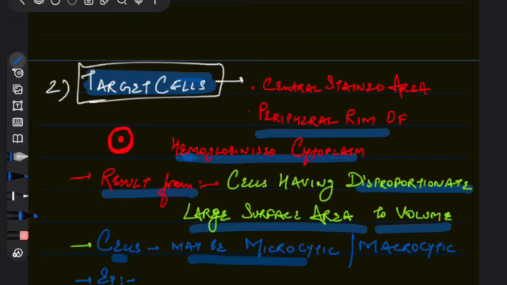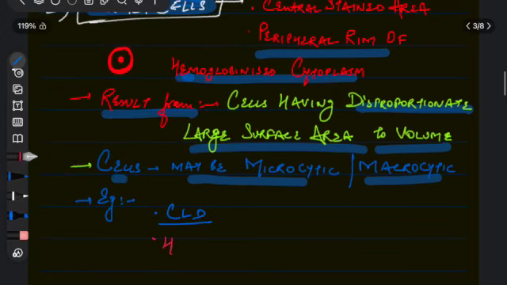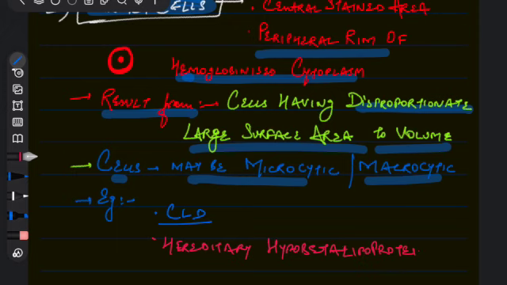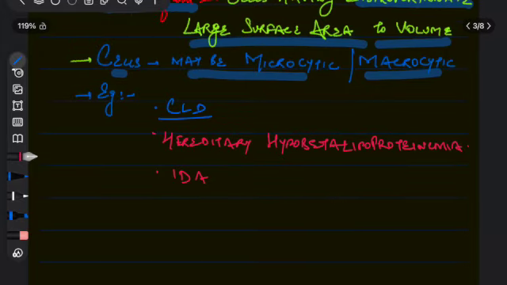Now these cells can be microcytic to macrocytic. Examples of diseases in which target cells can be seen are CLD, hereditary hypobetalipoproteinemia, iron deficiency anemia, and some specific hemoglobinopathies.